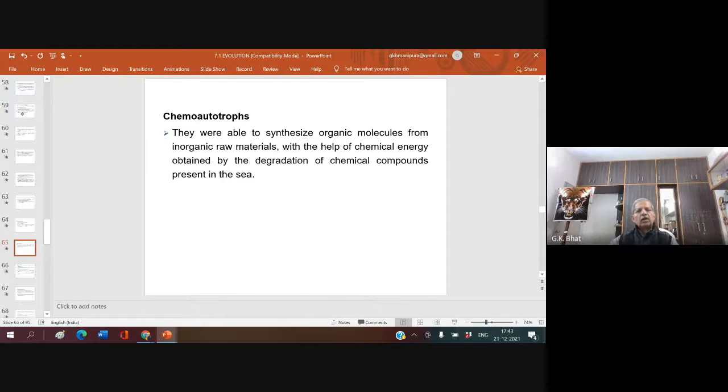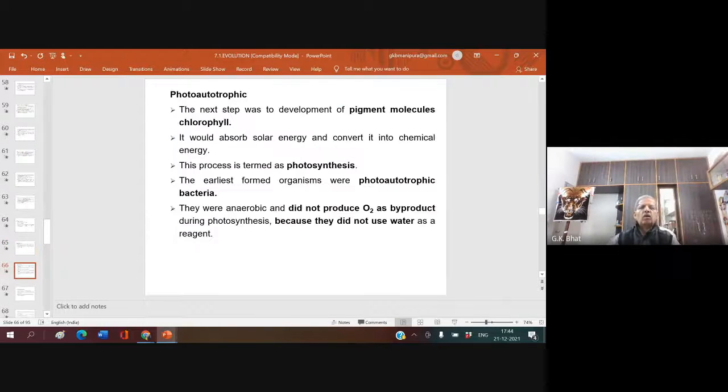This in due course of time gave rise to chemoautotrophs. So remember, the chemoheterotrophs were the first to evolve, and from there chemoautotrophs evolved. They are able to synthesize organic molecules from inorganic raw materials with the help of chemical energy obtained by the degradation of chemical compounds present in the sea. These autotrophs were not dependent on light, but on the chemicals present in the sea for getting energy, right? To synthesize molecules from inorganic molecules. Then, photoautotrophs.